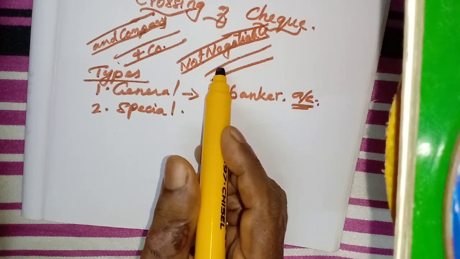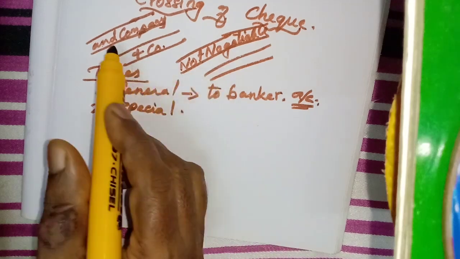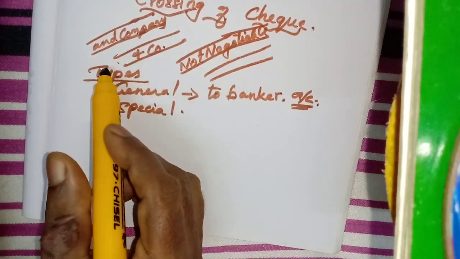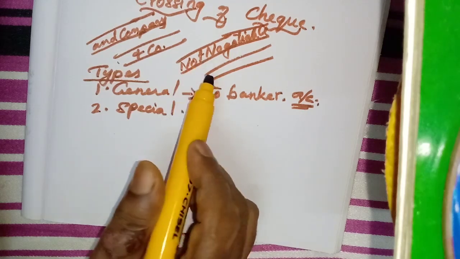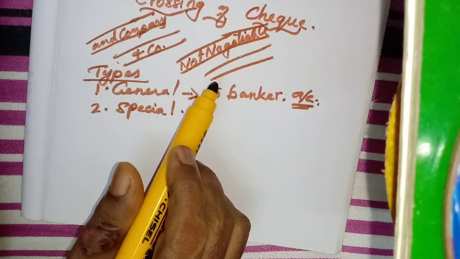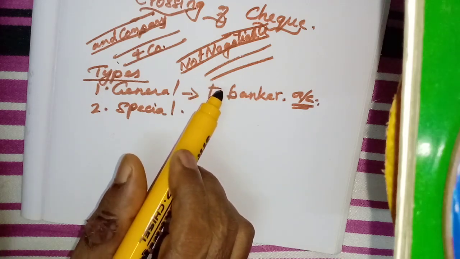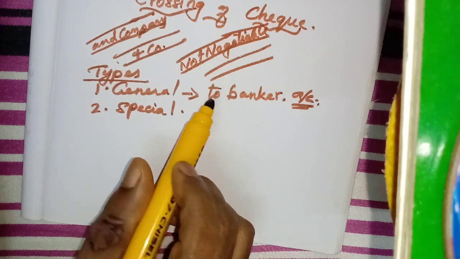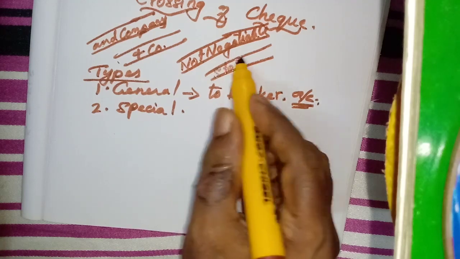Simply drawing two lines is called general crossing. Or this one, with "not negotiable", that one is special crossing. Here they will write the bank name also, State Bank of India.